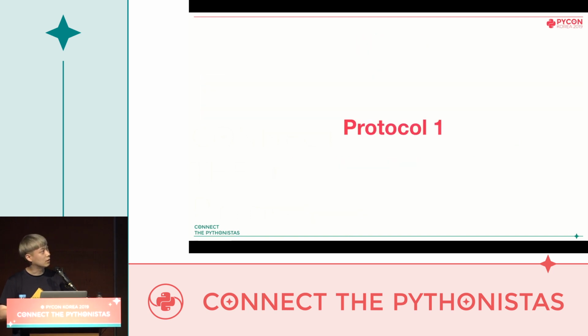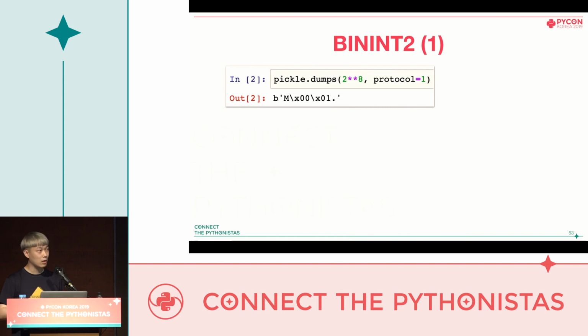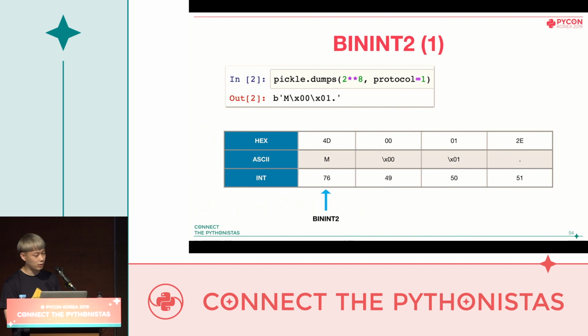So now I'm going to build a little bit more on protocol 1. So you've seen before that protocol 0 uses arbitrary length of numbers for long objects or something like that. So in protocol 1, it's a binary mode, so it encodes numbers with a fixed digit binary format. So in this case, when I dump 2 to the 8, which is 256, then this binary int 2 always consumes 2 more bytes to the right and makes an integer number. So we know when this will end by the definition of binary int 2. So in this case, it's a little endian.